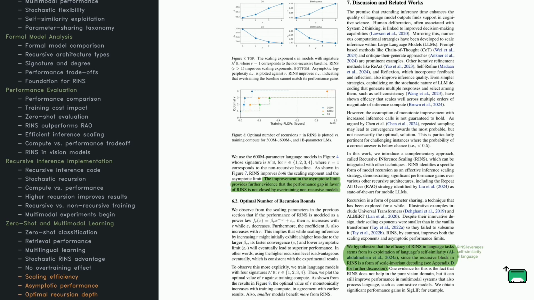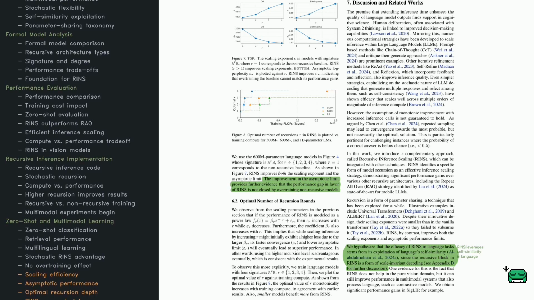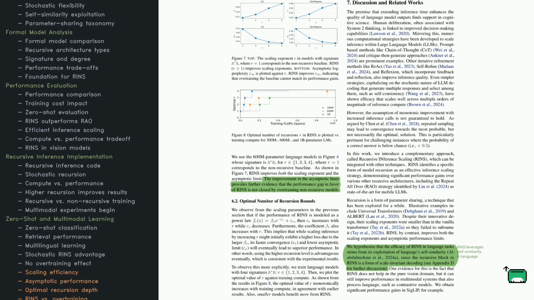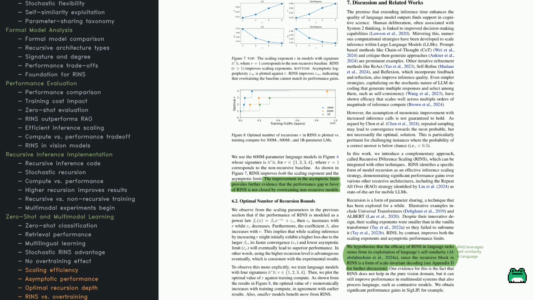In Figure 8, the paper explores the question, how many rounds of recursion are best? Larger models generally need more recursion loops to fully capitalize on their capacity. That part makes sense. If the network has more parameters, it can benefit from additional refinement.